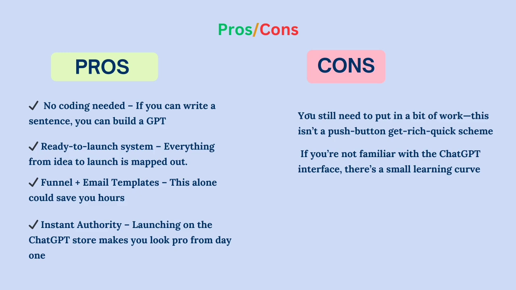And the third point is funnel plus email templates. This alone could save you plenty of time, so you need not craft high converting copywriting emails by yourself. You have a template for that, so you can just copy paste that. Then instant authority, it helps you launch on the ChatGPT Store and makes you look pro from day one. This is my favorite one.